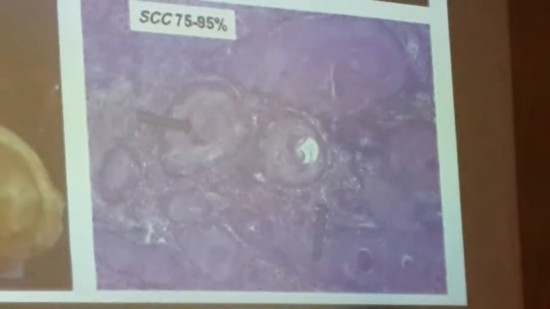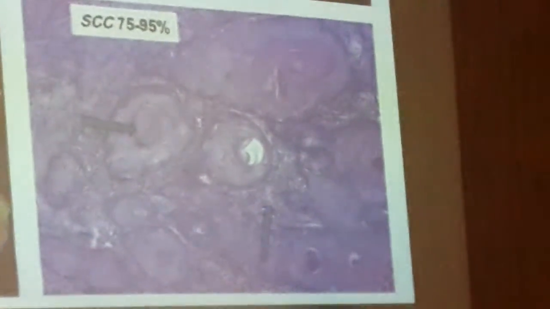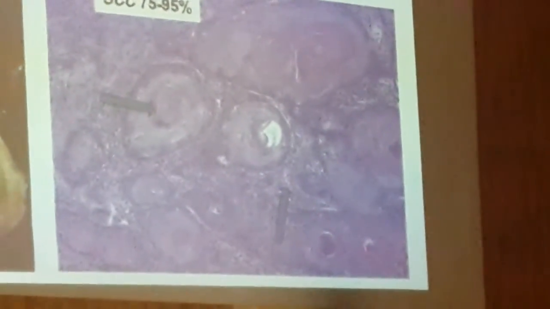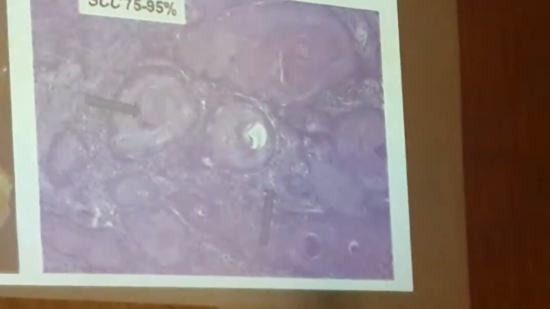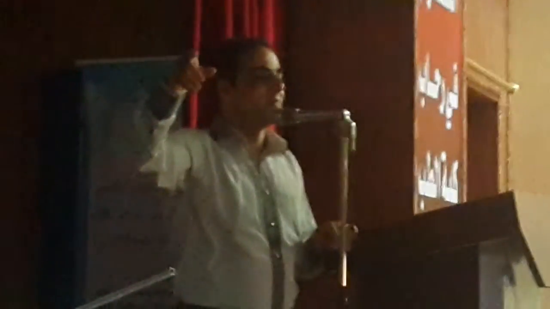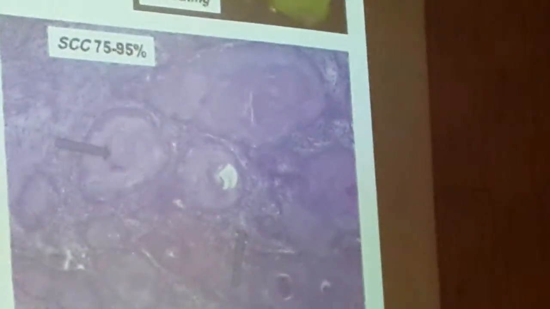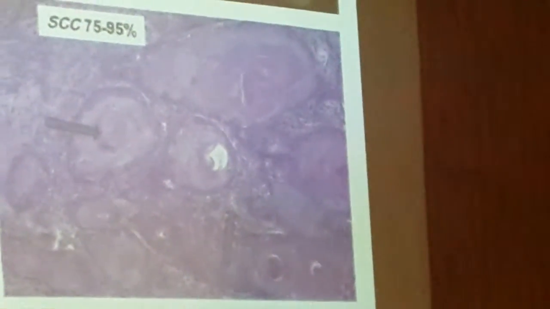Have you heard the name squamous pearls? Squamous pearls, keratin pearls. So these are collections of squamous cells, and in the center there is keratin, shown by the arrow. So we call it keratin pearls or squamous pearls. Clear? So these are squamous cell carcinoma.